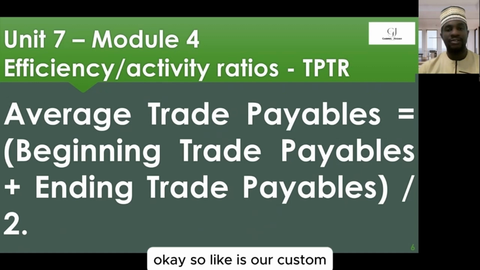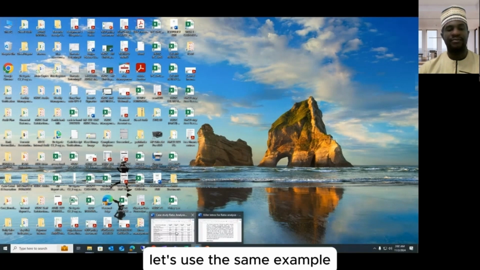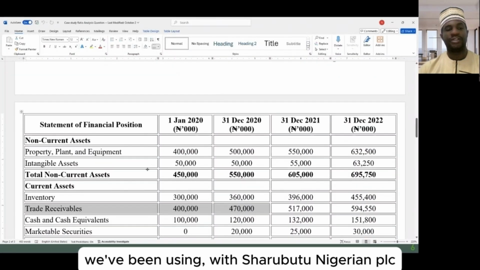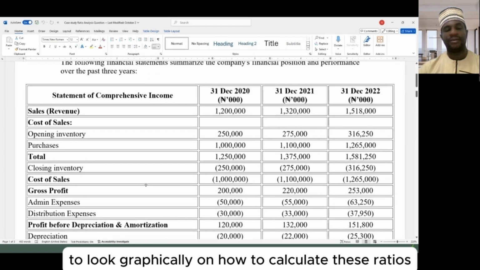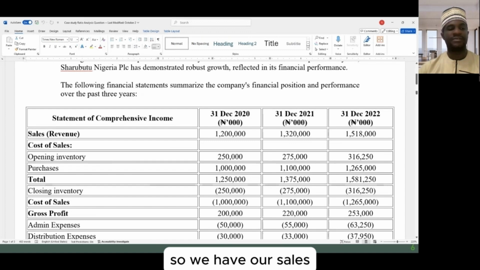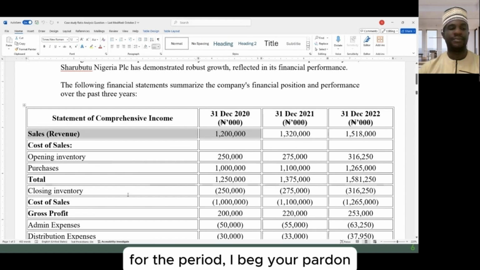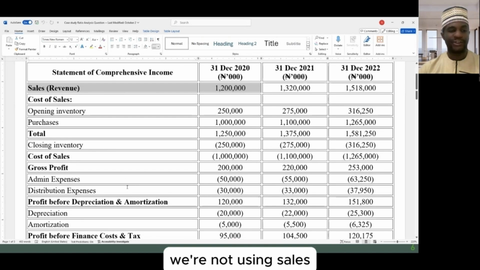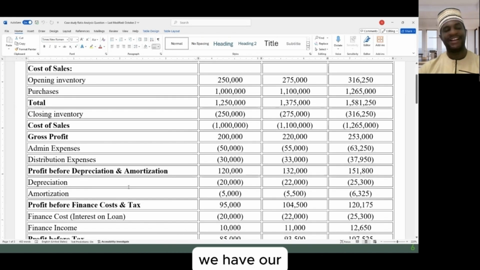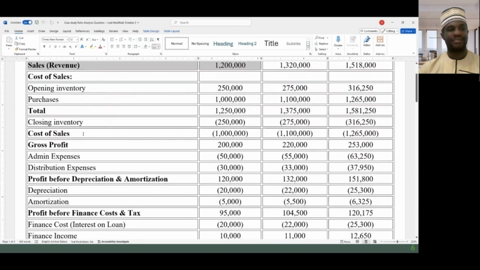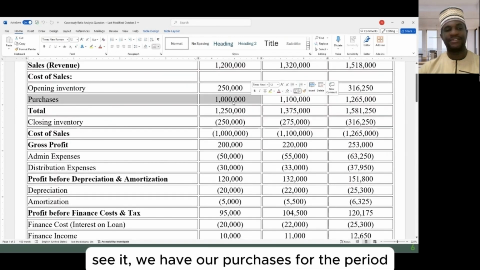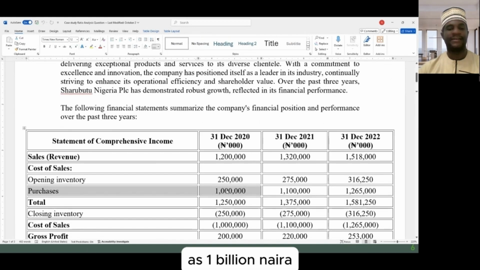Okay, so like is our custom, let's use the same example we've been using, Shalabutu Nigerian PLC, to look graphically at how to calculate these ratios. So we have our sales for the period. I beg your pardon, we're not using sales. We have our purchases. You can see it. We have our purchases for the period as 1 billion naira.